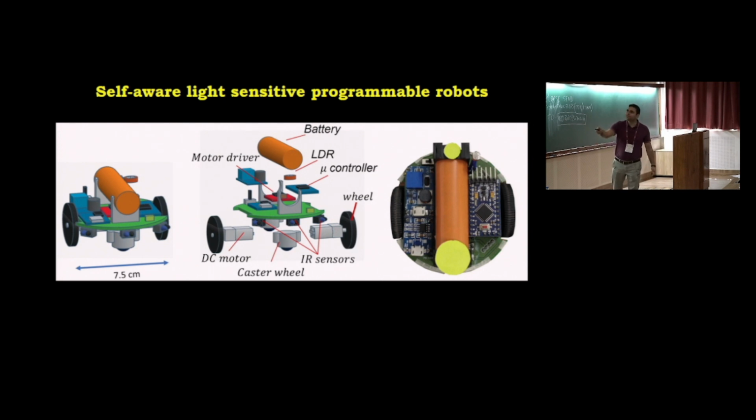They are about 7.5 centimeters long, and these are some of the components that it has. The most important one is the microcontroller, which we can program according to our will. It has motor drivers and wheels. Once the signal goes from the motor drivers, it drives the wheels, which makes it self-propelled. It also has hardware components like LDR light intensity sensors and IR sensors, which we are planning on using to control the interparticle interactions. And this is how it typically looks.